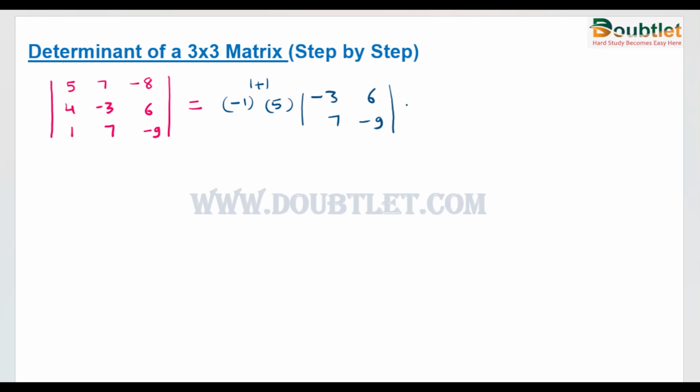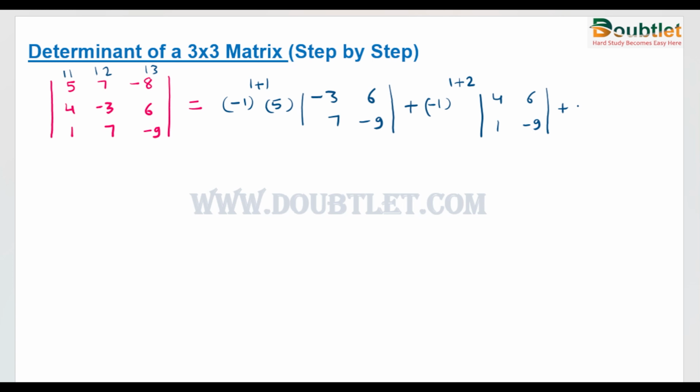The next element: we write plus minus 1 to the power, this is the first row first element, this is the first row second element, this is the first row third element. So we write it as 1 plus 2, and if we cancel out this column and this row, then what will remain? This is 4, 6, 1, minus 9.